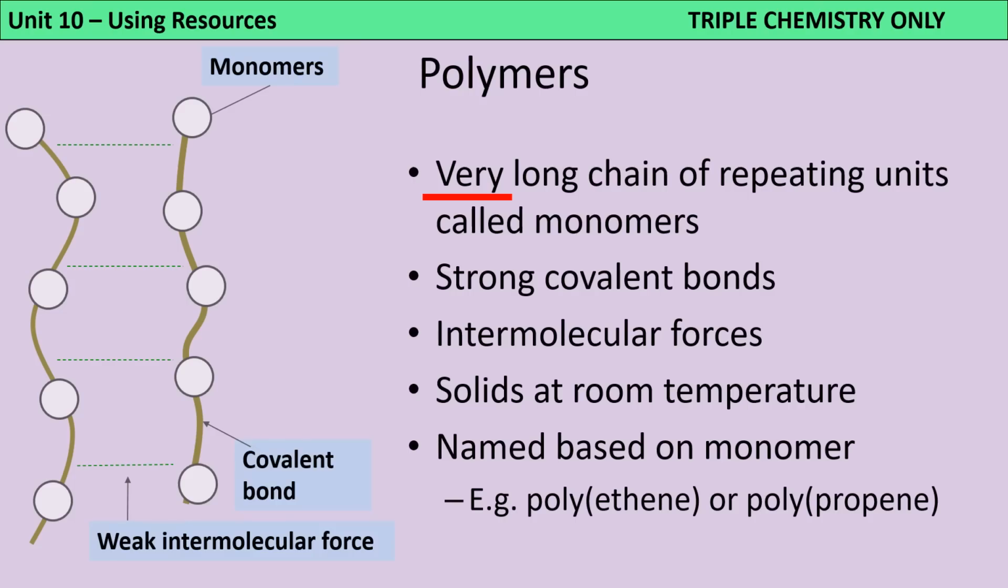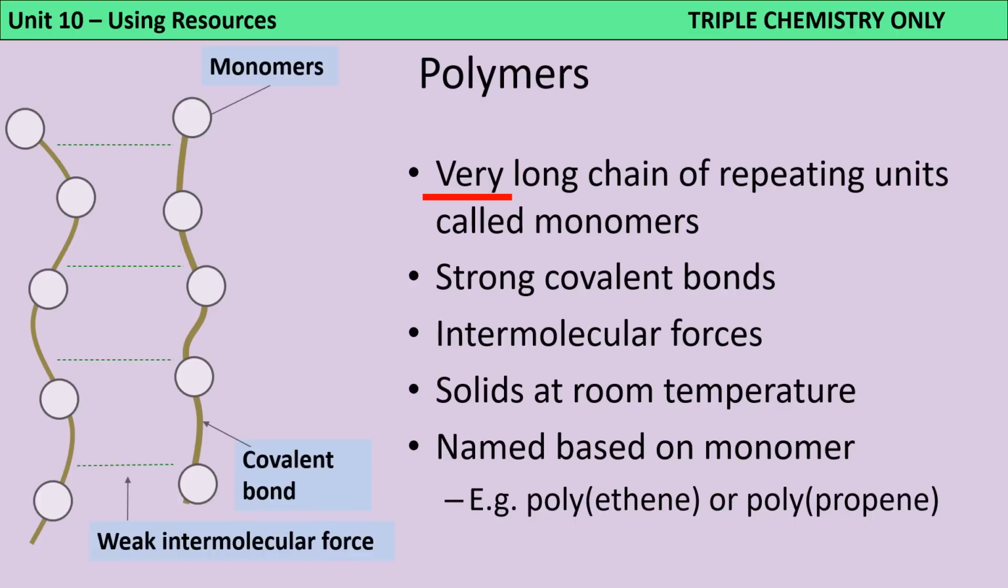Polymers are very long chains of repeating units called monomers, and those monomers aren't individual atoms, they're actually small covalent molecules that have formed further covalent bonds between them to make these very long chains. In between the chains there are weak intermolecular forces, but because the polymer chains are so large, those weak intermolecular forces are comparatively strong, and so most polymers are solid at room temperature.